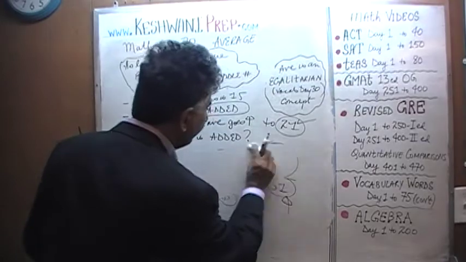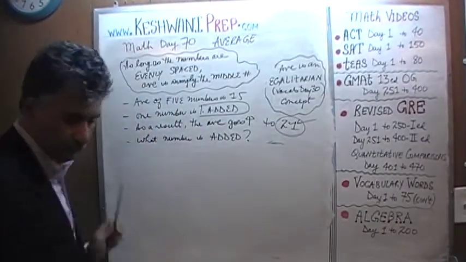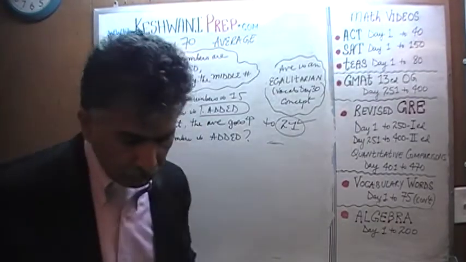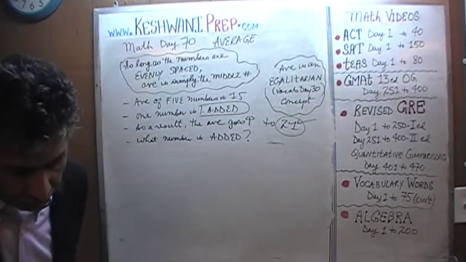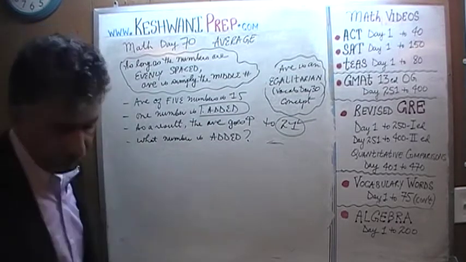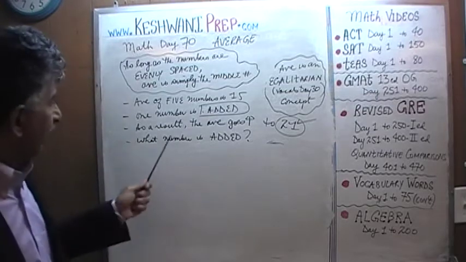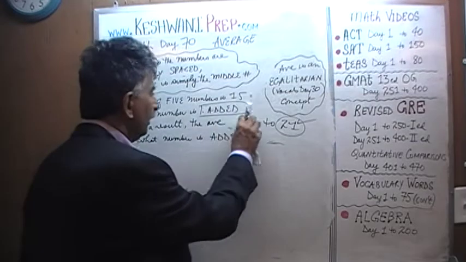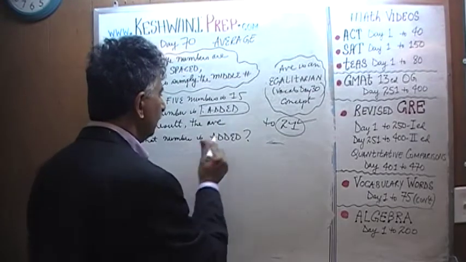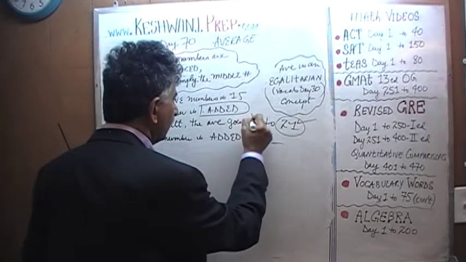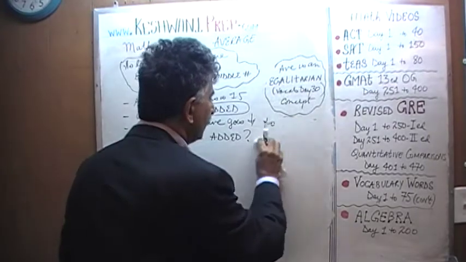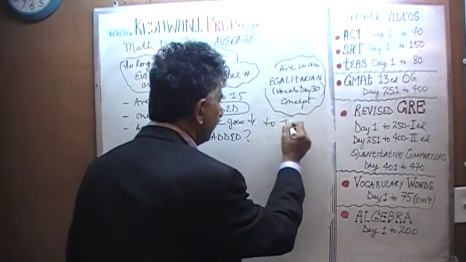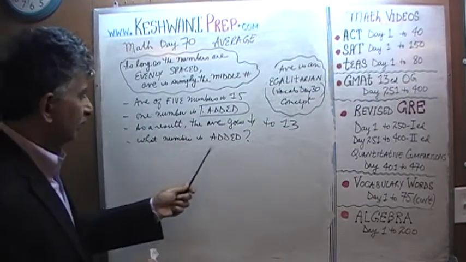Let's do one more, shall we? The average of five numbers, we are told, is 15. One number is added. As a result, the average, we are told, goes down to 13. What's the number that is added?